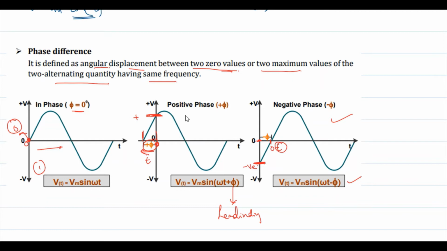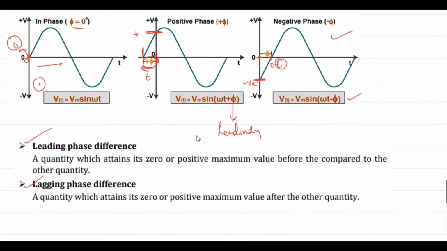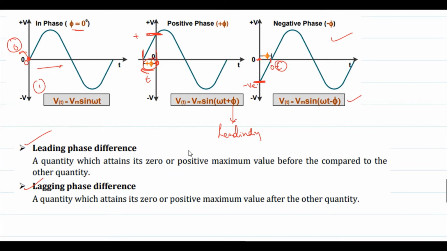So now, as it is particularly about the phase diagram and phasor, here let me introduce another two terms of phase difference. The first one is leading phase difference, another one is lagging phase difference. As I told, it is backward or forward.